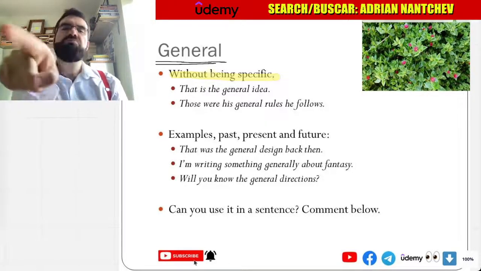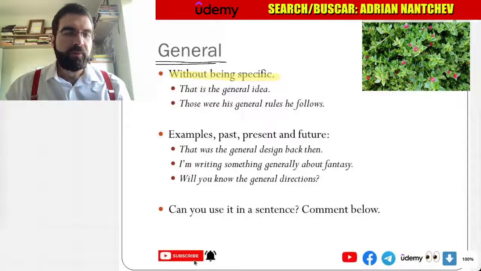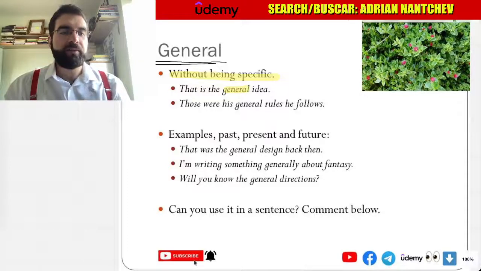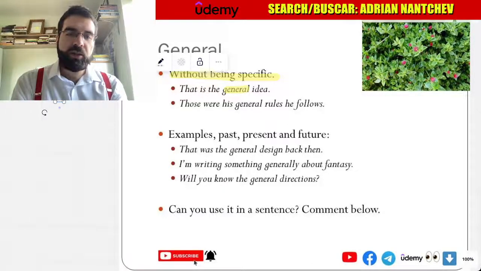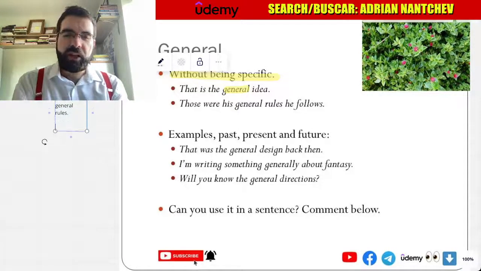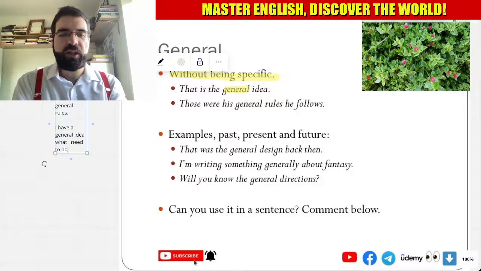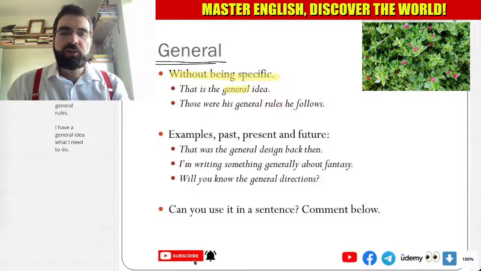But general, that is the general idea. I know some general rules. Yeah, general rules. I have a general idea what I need to do. Those were the general rules he follows.